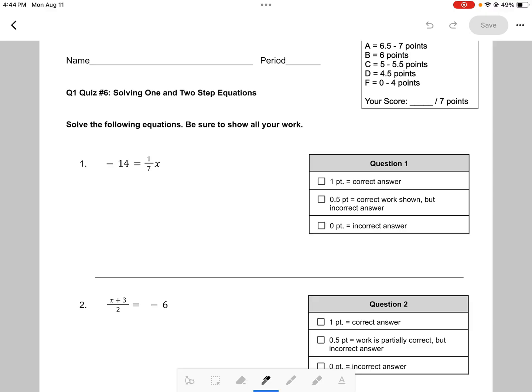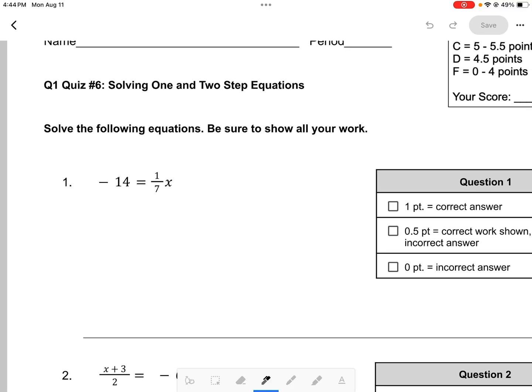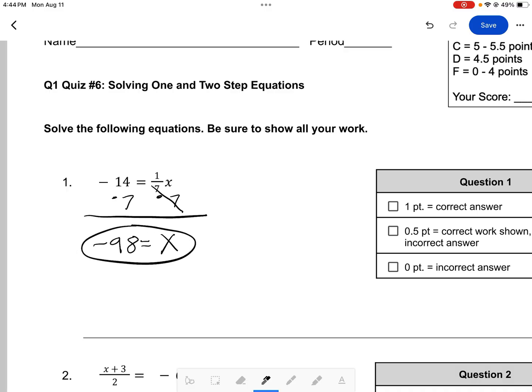So I have negative 14 equals 1 over 7x. The first thing I want to do here is the opposite. I know the opposite of division, because fractions are the same as division, is multiplication. So I'm going to multiply both of these sides by 7. That cancels because 7 is the reciprocal of 1 over 7. So I'm left with x equals, and 14 times negative 7 gives me negative 98. So for number one, we should have gotten x equals negative 98.